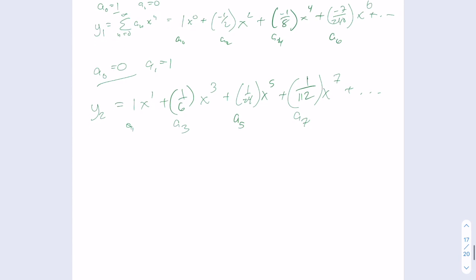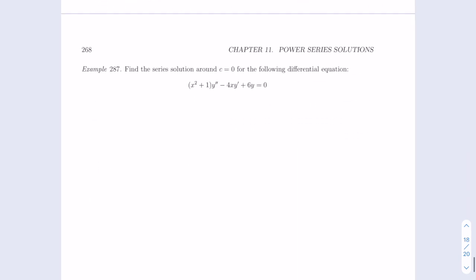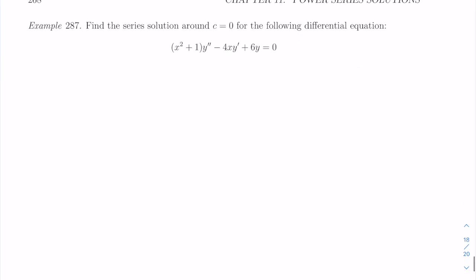All right, let's do the next one. Find the series solution around x equals 0 for the following differential equation. So I have x squared plus 1 times y double prime minus 4x y prime plus 6y. Now, this is almost an Euler-Cauchy, right? If it weren't for that thing right there, this would be an Euler-Cauchy equation. So let's find out what happens here.